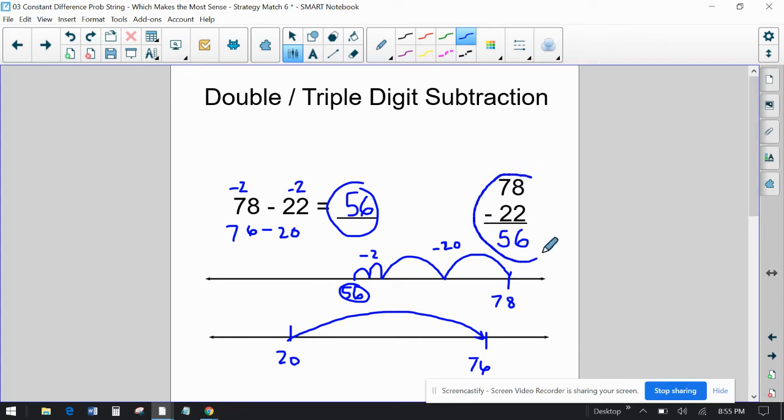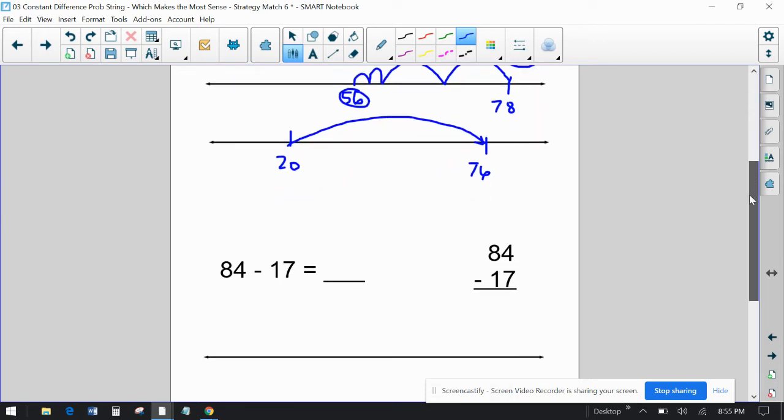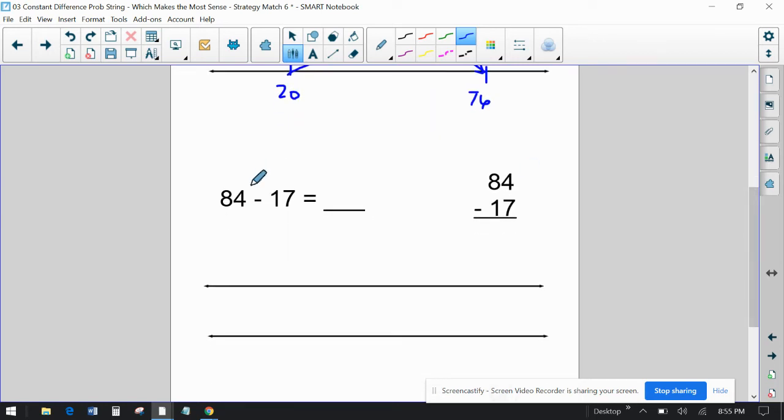So it kind of lends itself better to this one since this is larger. But the ones that are best for constant difference, especially, are the ones where you're going to have to trade, and trading can be confusing. Like this one, 84 minus 17. So if I was going to just solve it stacking, 4 minus 7 can't do. There's more on the floor, so you need to go next door and get 10 more. So that becomes a 7, and that's a 14. So 14 minus 7 is 7. 7 minus 1 is 6. So we know our answer is 67.